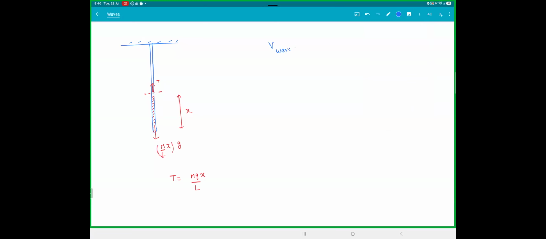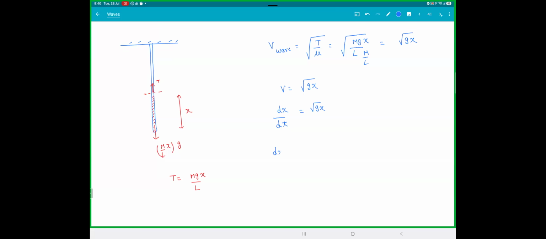So what is the wave speed formula? Root over T by mu. So T is equal to mg x by L. And what is mu? M by L. This is root gx. Perfect. So we got this speed is increasing with gx. So dx by dt is equal to root gx.